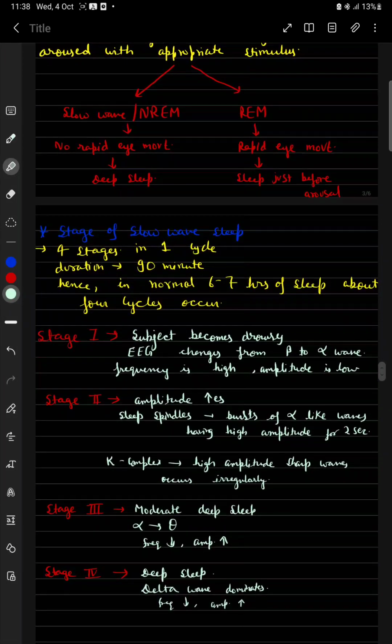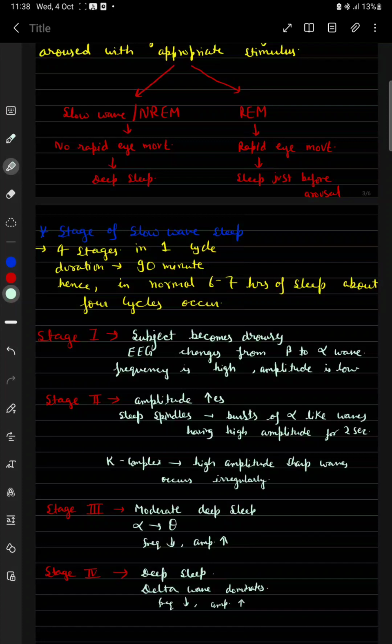Now let's talk about slow wave sleep or non-rapid eye movement sleep. There are 4 stages in one cycle of slow wave sleep. The duration of one cycle is 90 minutes. So if a person is having normal sleep of 6 to 7 hours, then 4 cycles will be occurring in that time. Stage 1, the subject becomes drowsy. The subject is awake, eyes are open, but he is feeling drowsy.